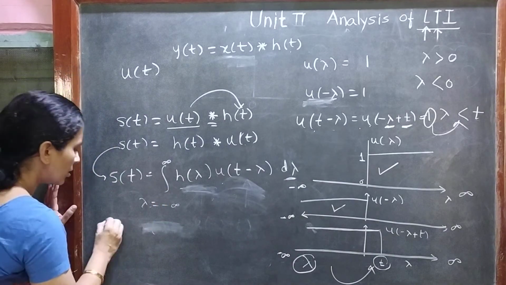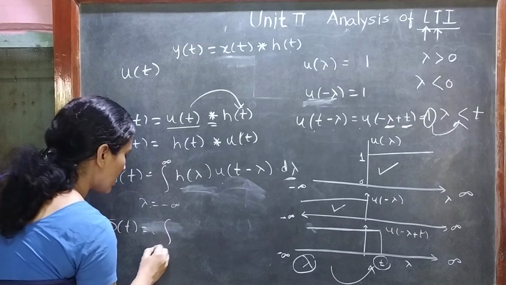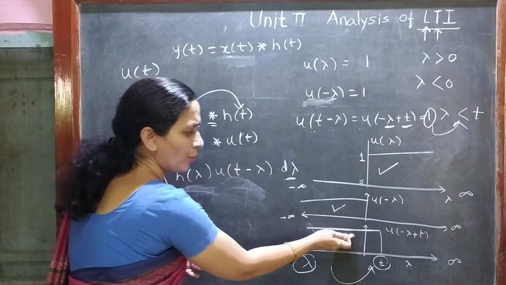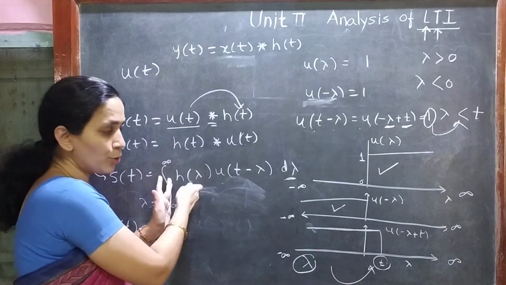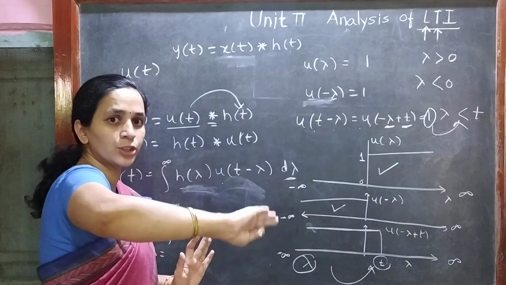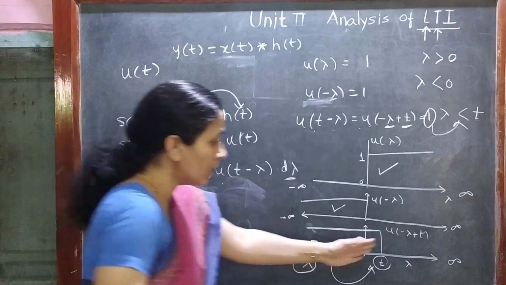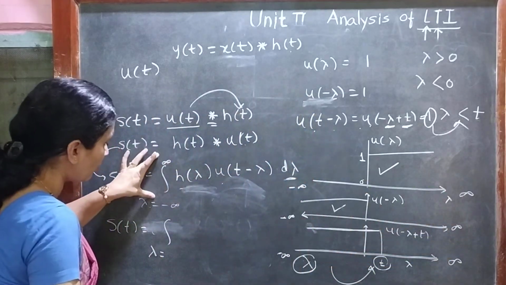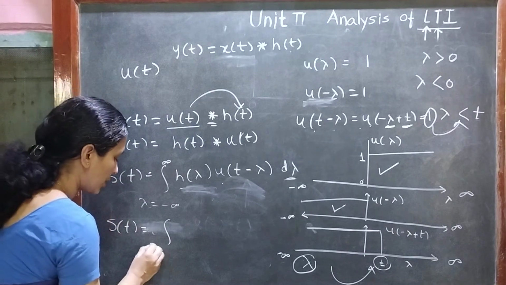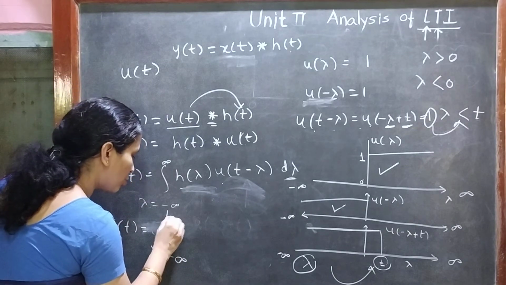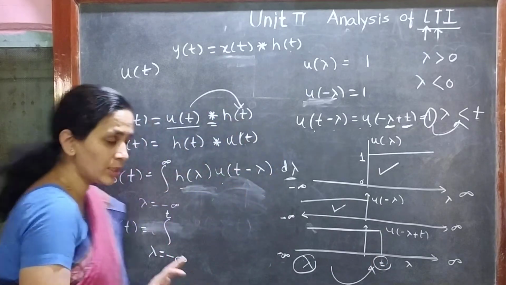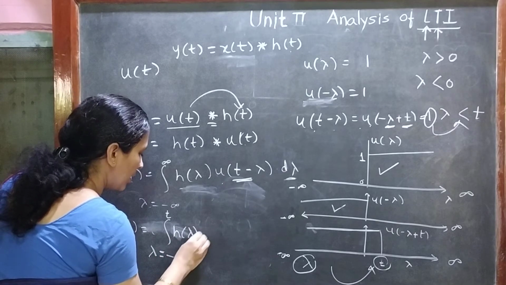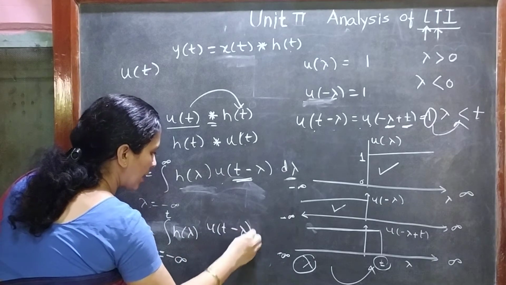See here, now this s of t, I can very well write it as lambda is equal. So obviously for whatever period this u of t is there, this h of lambda is going to work. For the rest of the period, when u of t is 0, obviously the convolution is coming to be 0. Am I right? Okay, so I will not be considering that part there. So now my limits of this particular convolution will be from minus infinity to t, to the tth instant, right? This is h of lambda into u of t minus lambda d lambda.